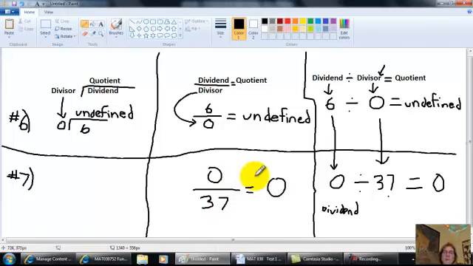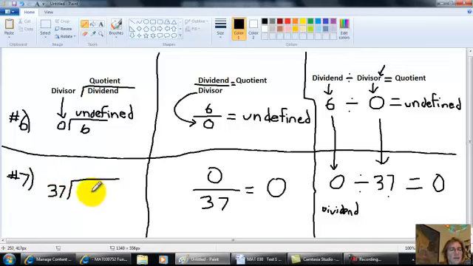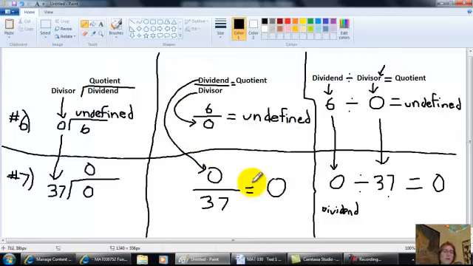So when there's a 0 on top, a 0 goes there. When there's a 0 to the left, a 0 goes there. And in this situation, the divisor is 37. The dividend is 0, so the answer is 0. When the divisor is 0, the answer is undefined. When the dividend is 0, the answer is 0.